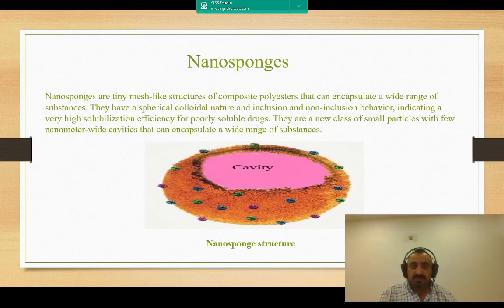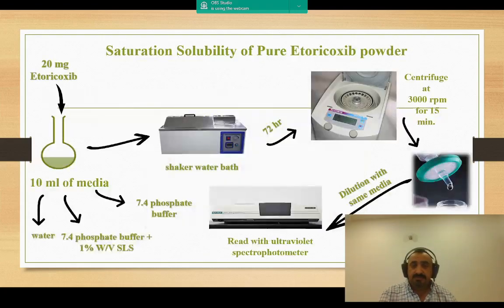So what are nanosponges? Nanosponges are tiny mesh-like structures. They are small in nanoscale size, and they are spherical in shape, and they are used widely to improve the solubility of poorly soluble drugs.